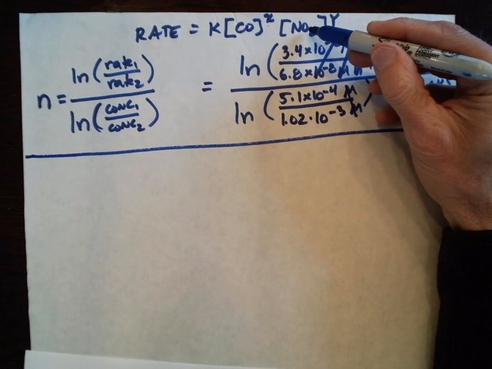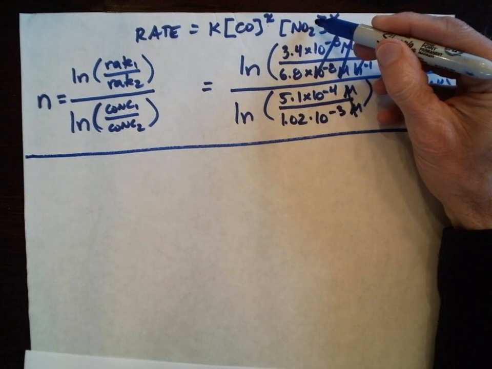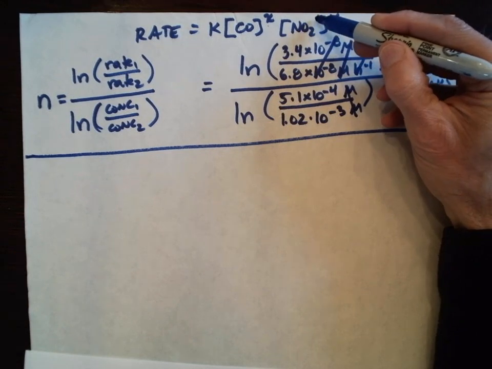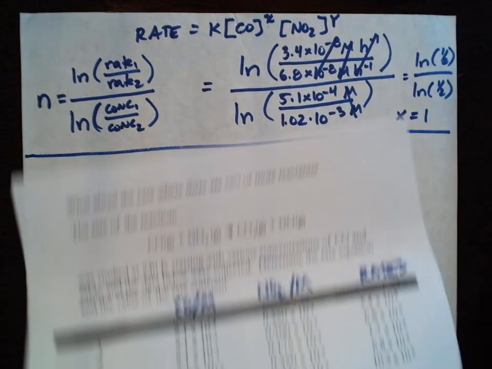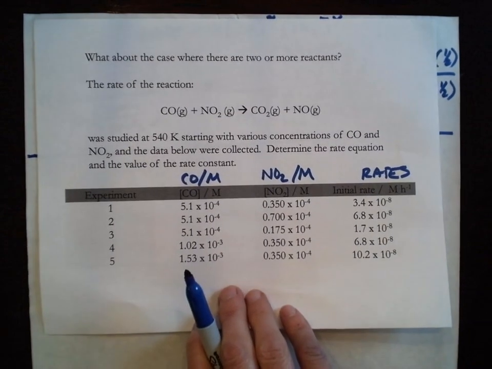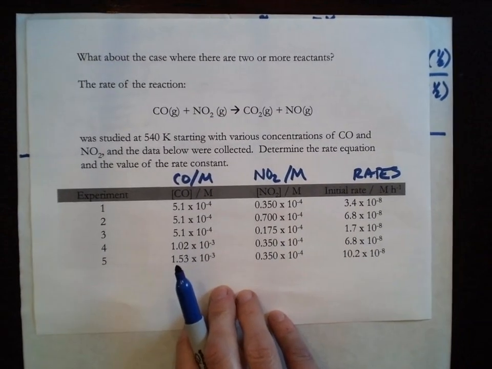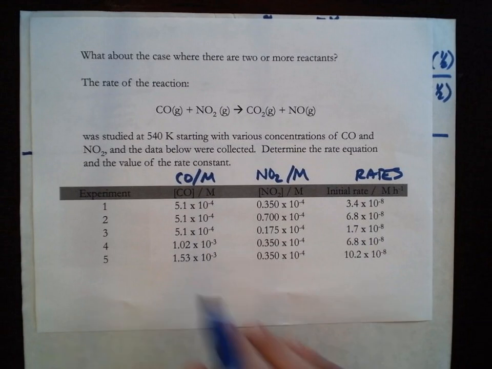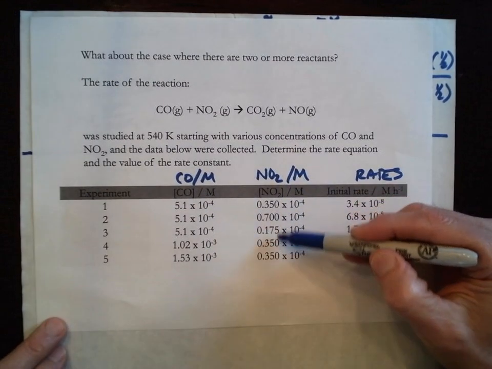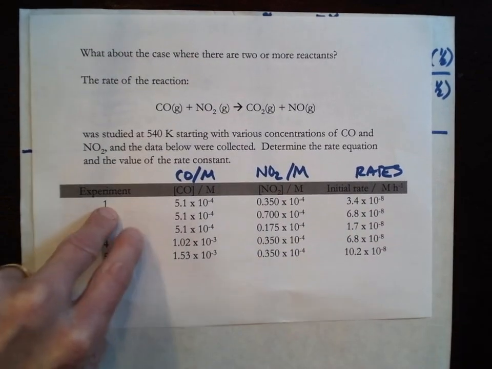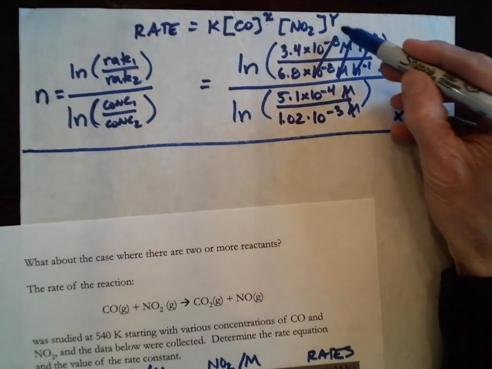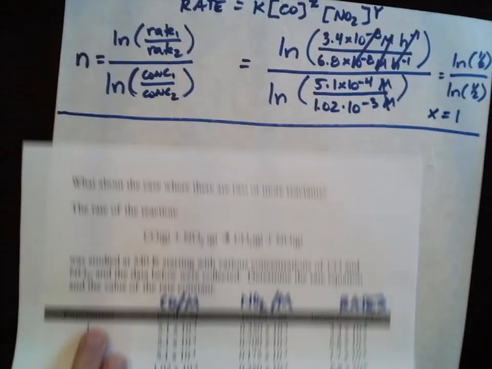We need to find how this reaction varies when we vary the concentration of NO2 but keep the concentration of carbon monoxide constant. So I'm going to let you look at these data here and think about what trials we can compare to find how the concentration of NO2 affects the reaction. In other words, what's the value of y in this rate law?